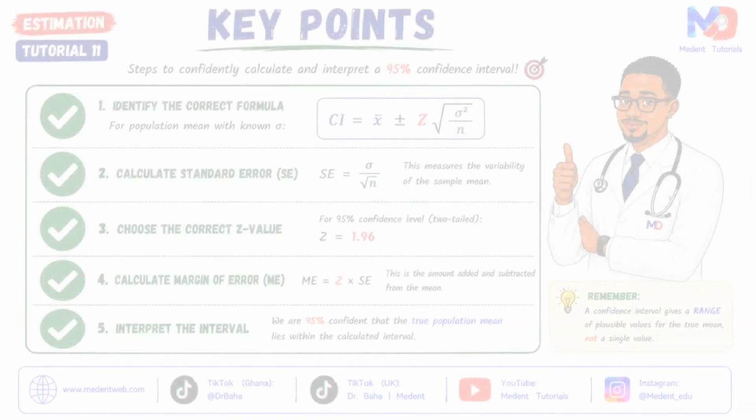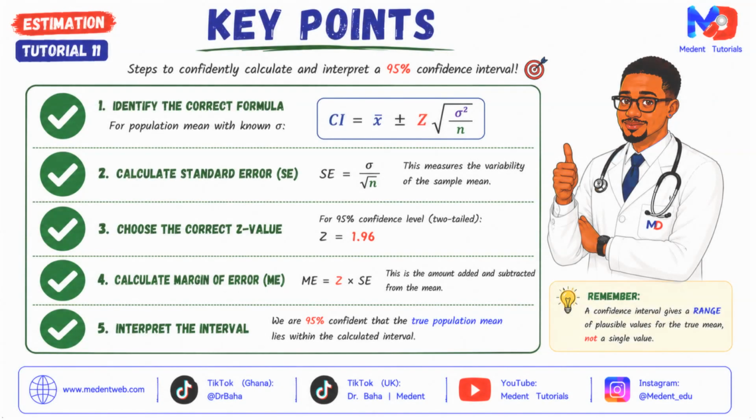So let's review the important points. Always begin with identifying the correct confidence interval formula. Then calculate the standard error carefully. Then choose the correct z value for the desired confidence level. Next, calculate the margin of error and then use it to determine the confidence interval. Finally, interpret the interval clearly in the context of the problem rather than simply reporting the numbers.